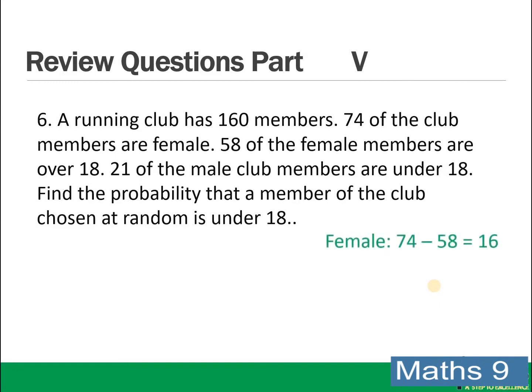Here's the answer. The number of females that are under 18 is 74 minus 58, which is 16. The number of males which are under 18 is 21. So the total number of members that are under 18 is 37. And the probability is 37 over 160. This is the end of Module 6.2.